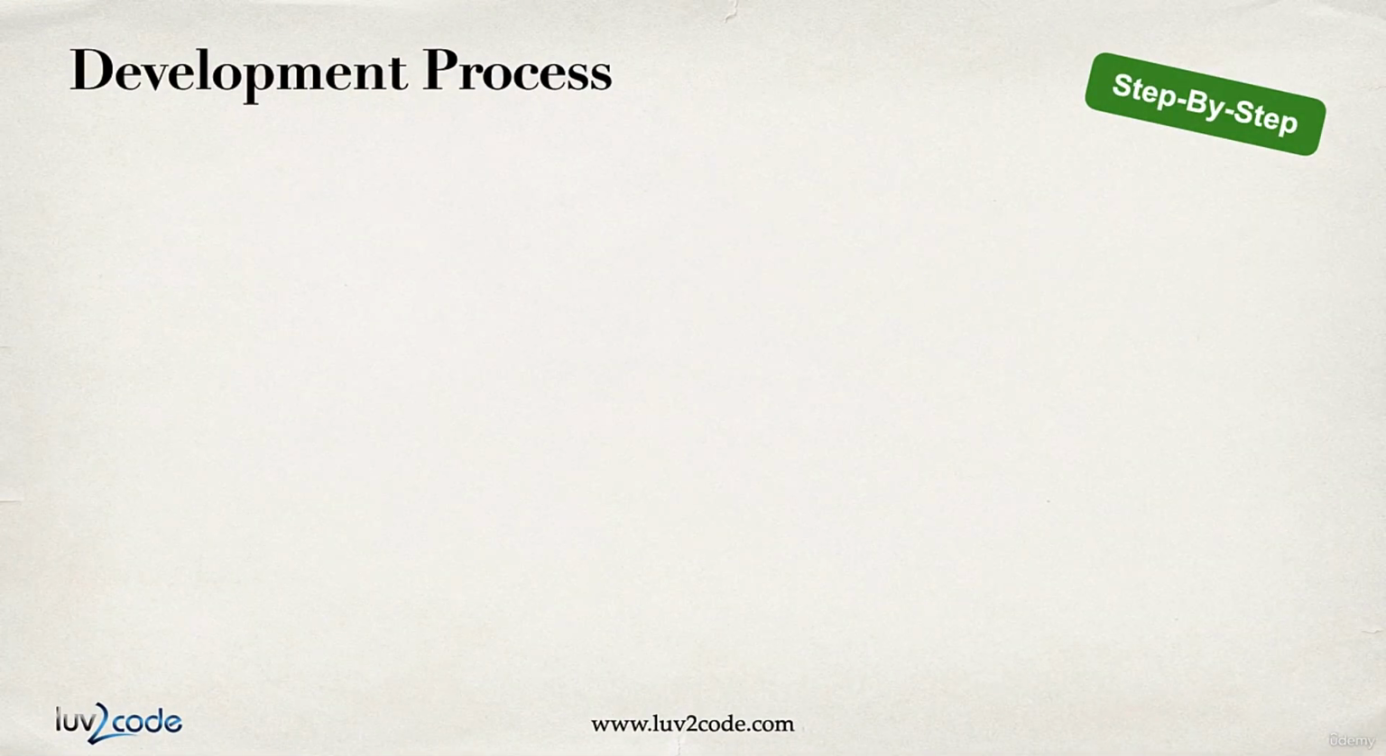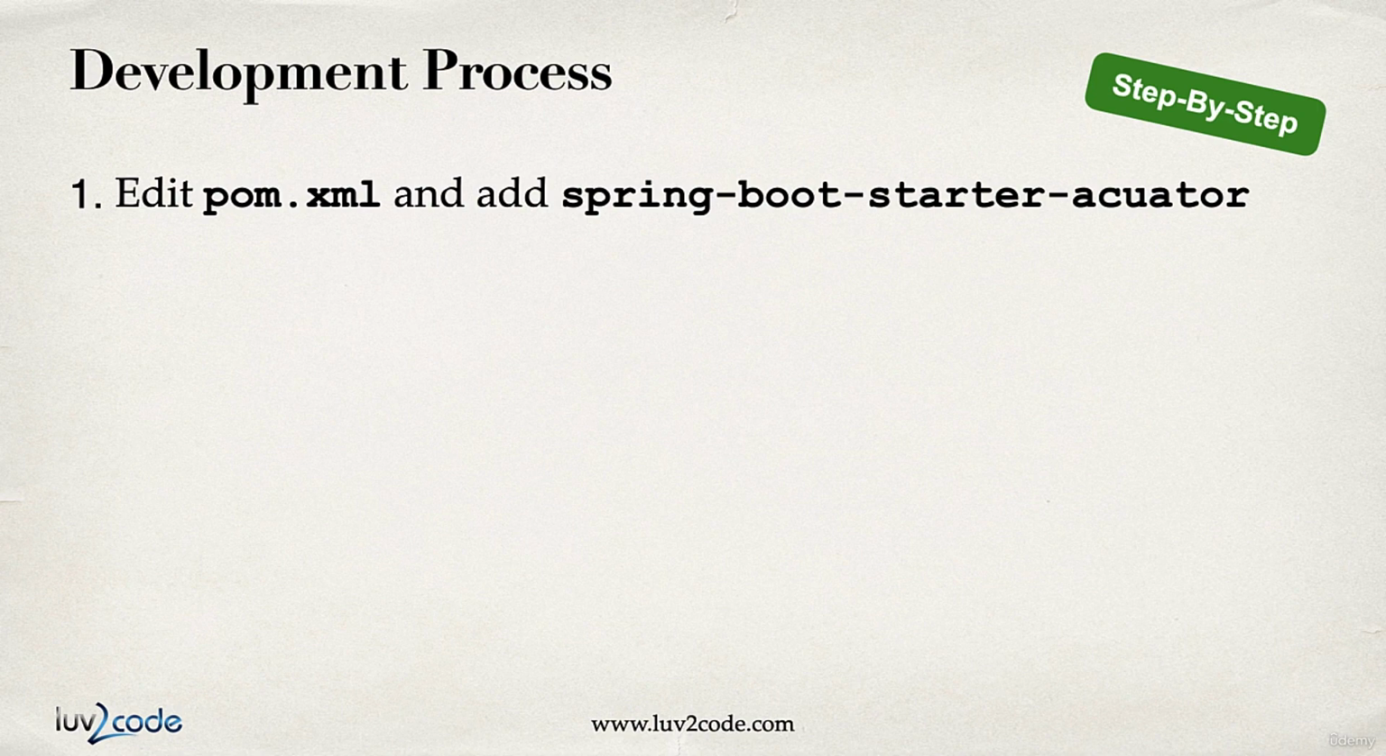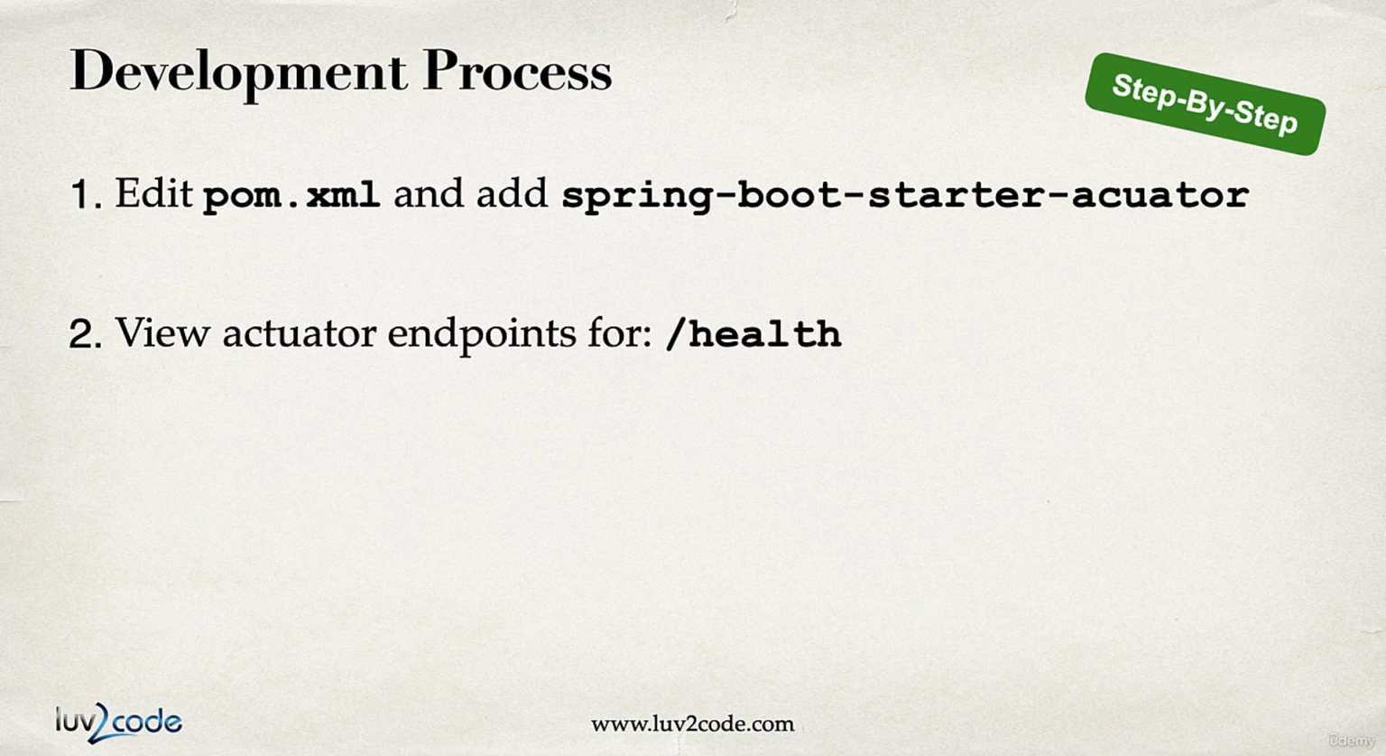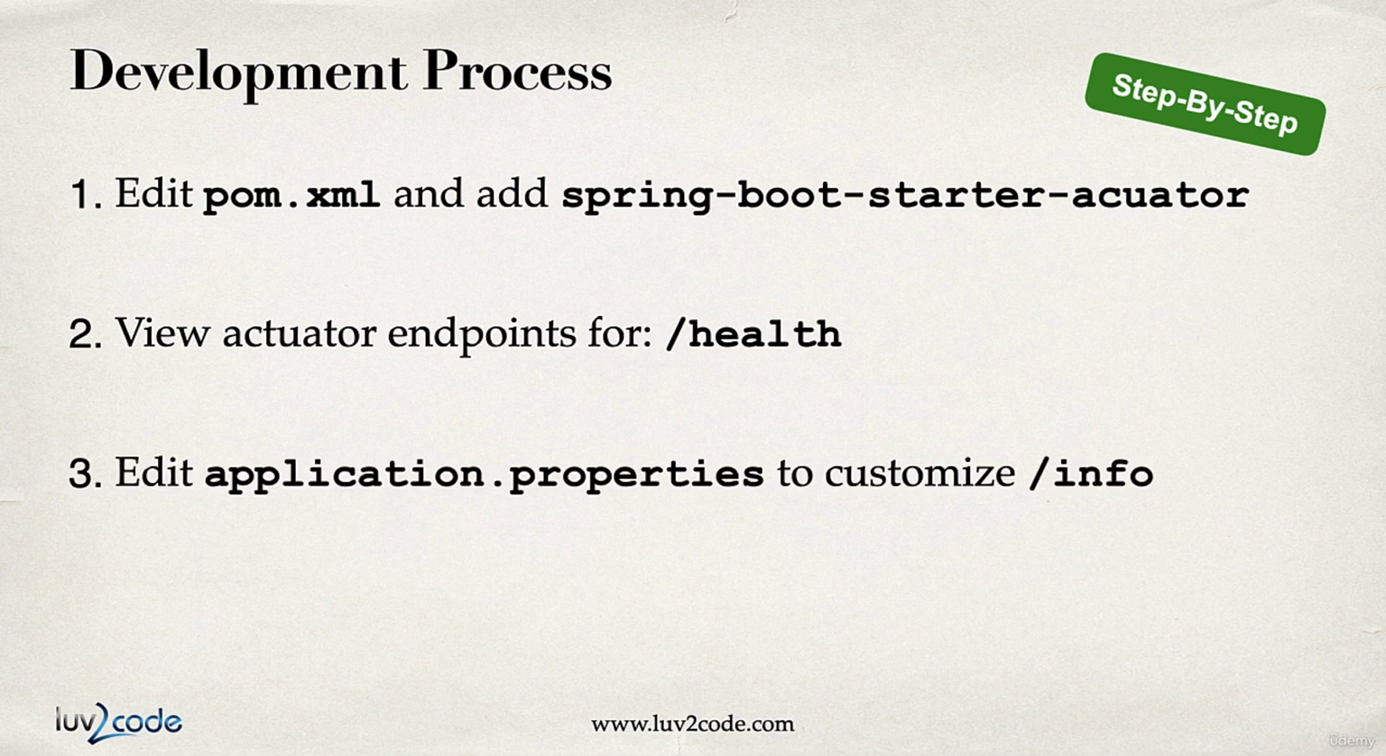Okay, so let's go ahead and look at the development process. So the first step is simply editing our Maven POM file, and we add the Spring Boot Starter Actuator dependency. Then we can go through and view the actuator endpoints for /health and /info. And remember, we get all those endpoints for free. And then we can actually edit our application.properties and customize the /info endpoint so we can give specific information or custom information for our given application. And we'll cover that in the next section here.